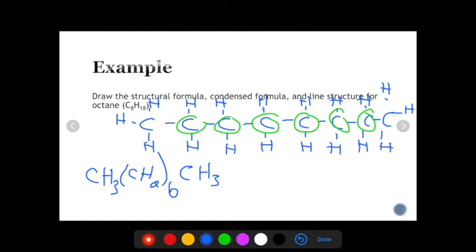And then the line structure is the easiest. Okay, so we need 8 carbons. So 1 at the end there, 2, 3, 4, 5, 6, 7, and 8, right? Just count 1, 2, 3, 4, 5, 6, 7, 8. So we got all of them. Okay? So those are the examples of all 3 formulas you can use in drawing organic structures.